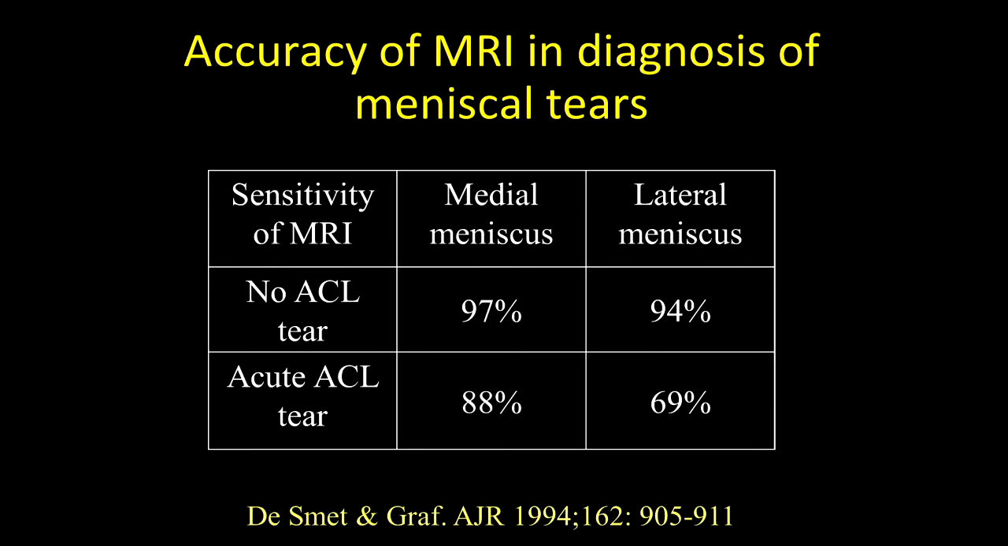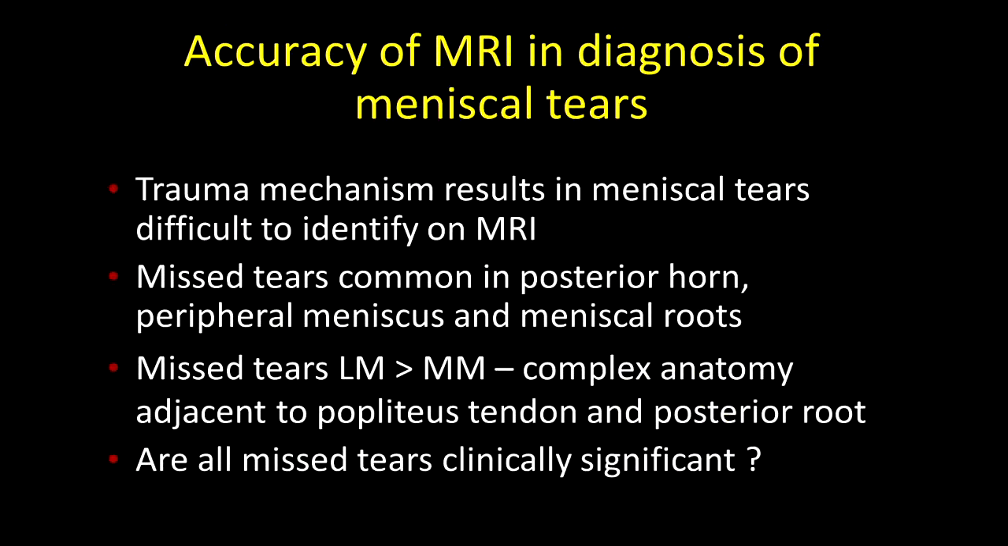However, if the patient also has an associated acute ACL tear, you can see that the sensitivity drops off, particularly for the lateral meniscus. Maybe the trauma mechanism results in meniscal tears that are more difficult to identify on MRI, and these tears are most common in the posterior horn, in the peripheral portion of the meniscus, or within the meniscal roots. Meniscal tears are more commonly missed in the lateral meniscus, and this is likely due to the complex anatomy around the popliteus tendon sheath, as well as the posterior root.